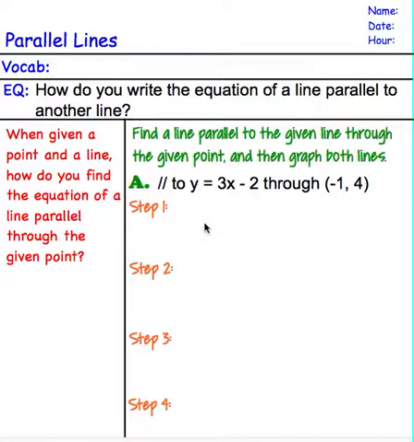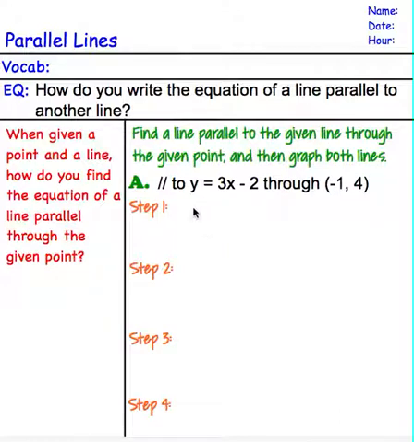And in class you did an investigation talking about parallel lines. So today we're going to go ahead and learn how to write the equation of a line that is parallel to another line. We're going to start off with, if you're given an equation of a given line and a point of the new line, how to get that second line for the equation.